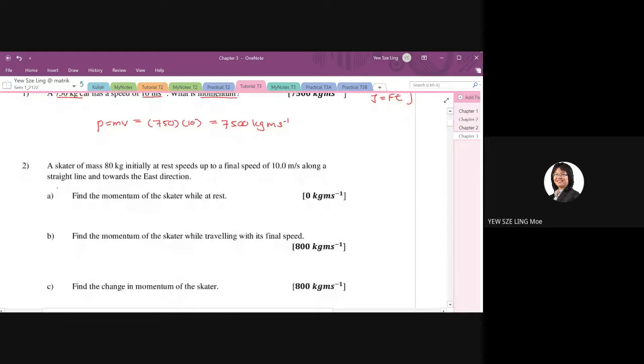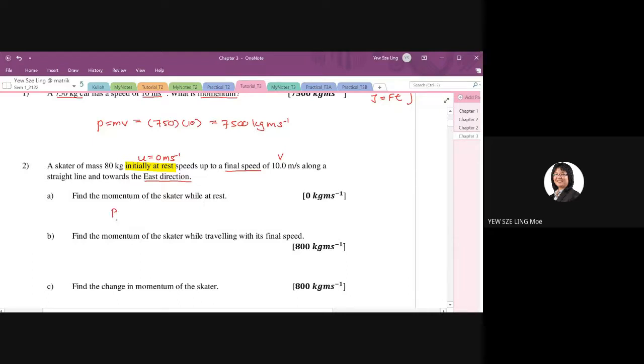Question 2, a skater of mass 80 kg. Now again, you have the keywords initially at rest. So what does it mean? It means your initial velocity u is equals to 0 m s negative 1. And it speeds up to a final speed of 10 meters per second. So this is your v, along a straight line towards the east direction. So find the momentum of the skater while it is at rest. So you want initial momentum.